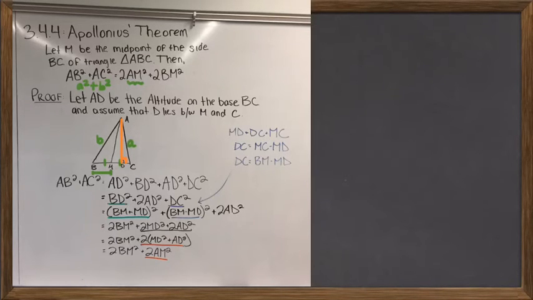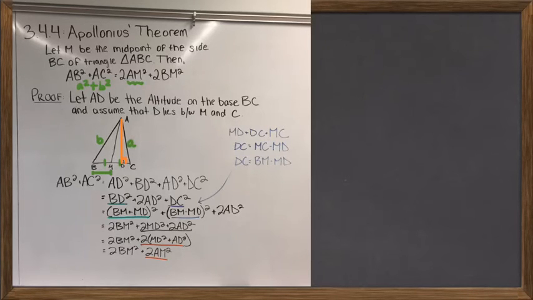Because as soon as I drop an altitude, I've gone from having no right triangles in my figure to suddenly having, gosh, 1, 2, 3. Is there 3 or is there more than 3? I don't know. There's at least 3 right triangles that we can play with now. And for each one of those right triangles, we can use the Pythagorean theorem to tell us something.